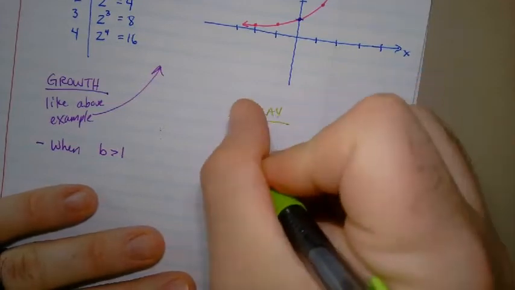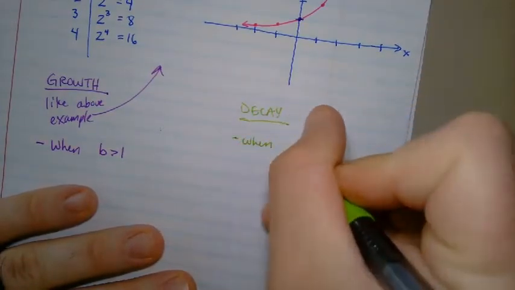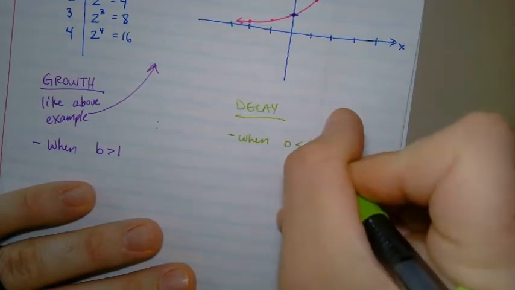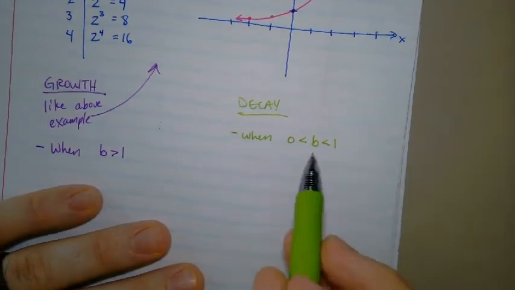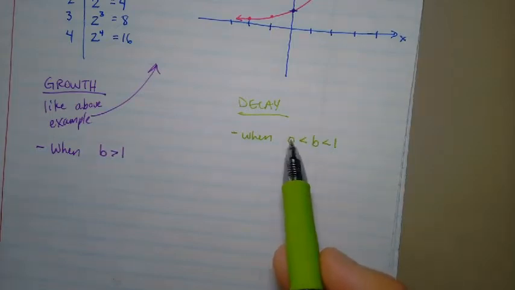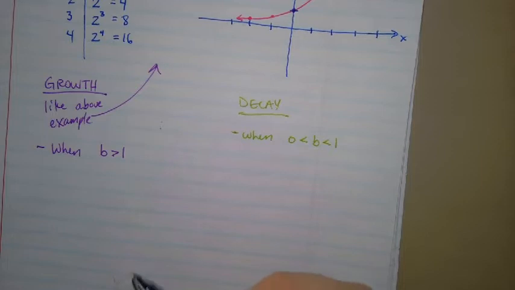Decay is going to happen when the b value is between 0 and 1. All right, so when b is between 0 and 1, what does that mean? It's a fraction, it's a decimal that's bigger than 0 but less than 1. That's when it's going to be decay.